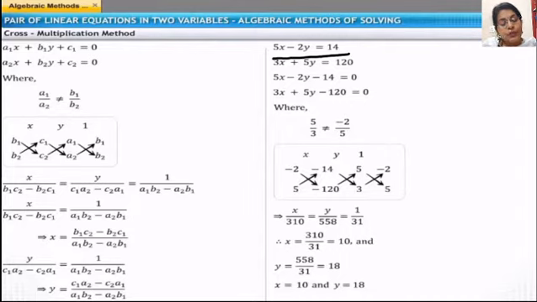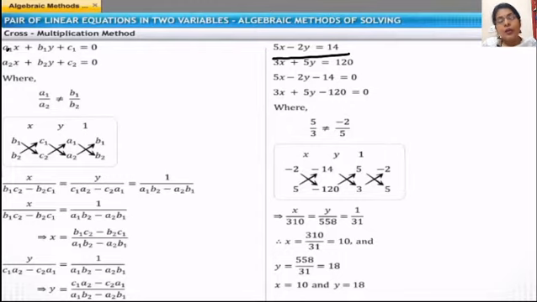So we have brought the equation into the general form, and then we have to see whether it has a unique solution or not. For the unique solution, the condition is a1 upon a2 is not equal to b1 upon b2. I have taken a parallel question for you to better understand the topic. Here is one equation and here is the other. What do we get? 5 upon 3 is not equal to minus 2 upon 5. So cross multiplication applies here.